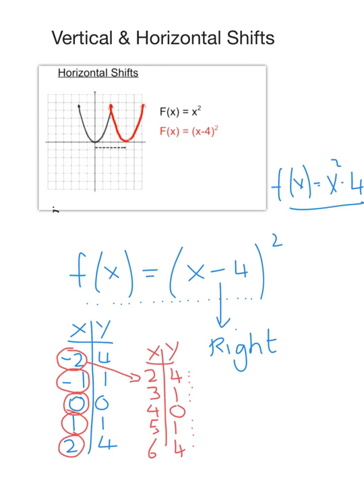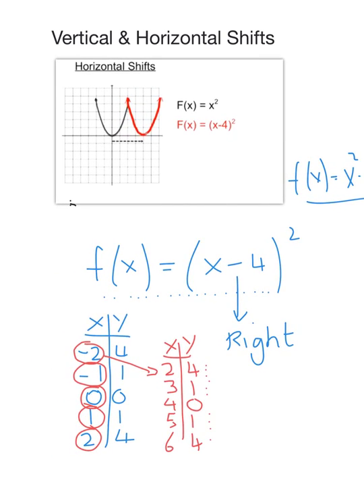And it sits on the axis like that. And if you were to check each of the points, 4, 0 here would lie on the axis. 5, 1 would be 5 across, 1 up, etc., etc.